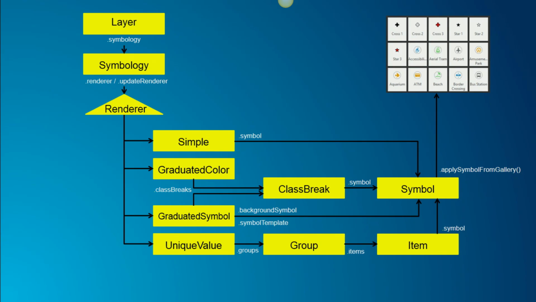And then finally, we also support unique value. So with unique value, those items can be organized into groups. You have the individual groups, and then items within the group, and each item has a symbol. And then finally, with 3 of the renderers, we can also customize and modify a color ramp. So this is what we support at 1.4.